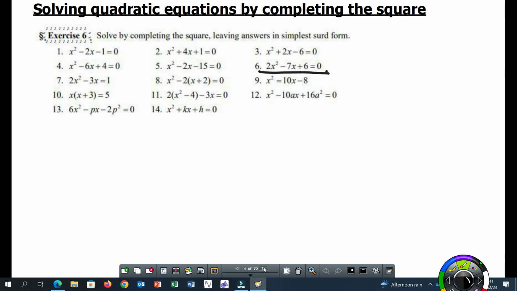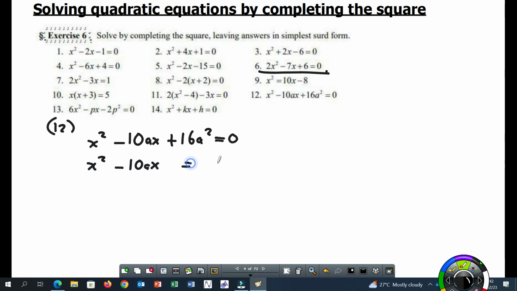Let me move on to number 12. That was your homework. So number 12, we have x squared minus 10ax plus 16a squared equal to 0. Remember, we are solving this by completing the square, so we follow the procedure. Firstly, we take the 16a squared to the right hand side. So we get x squared minus 10ax is equal to minus 16a squared.